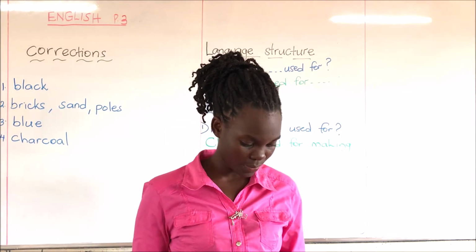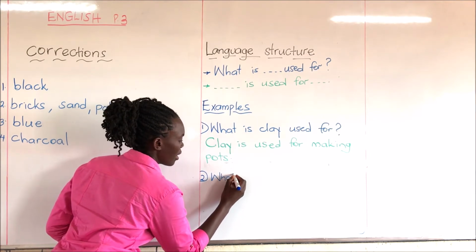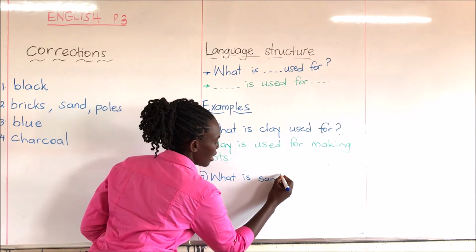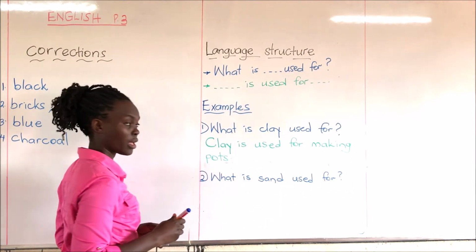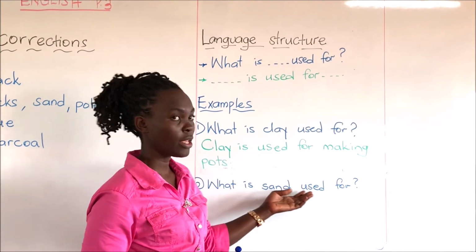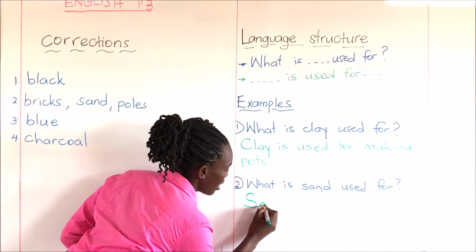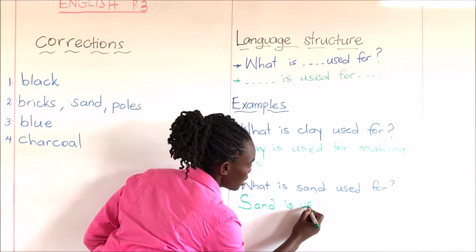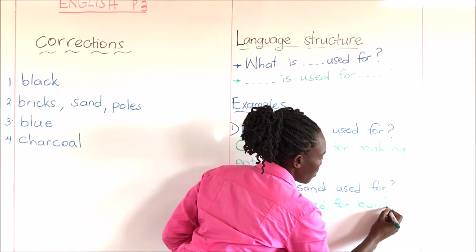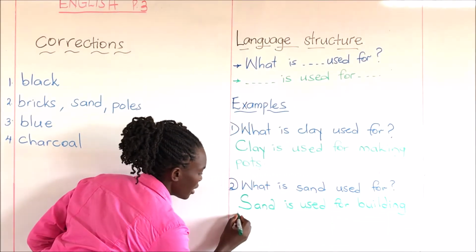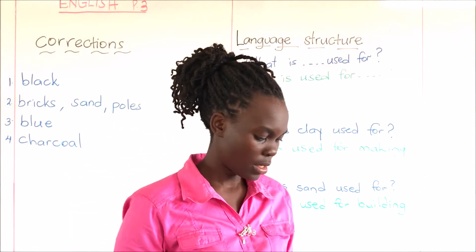I move to example number 2. I could say, what is sand used for? Because it's a question, we don't need to forget that question mark. What is sand used for? What response are you going to give? You simply start by saying sand is used for building houses. You have a full stop there because it's a response. So this is what we are doing today.